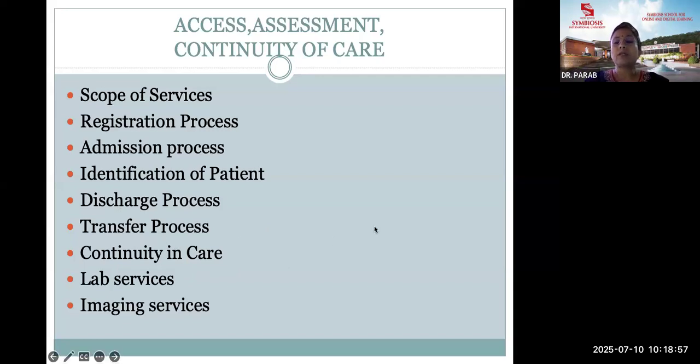Continuity in care basically talks about how you continue care after the admission and discharge is done. So patients coming in for follow-up, patients coming in for repeat admissions, patients who need to be continuously monitored, right? How do we address all of these patients? So that process needs to be defined.